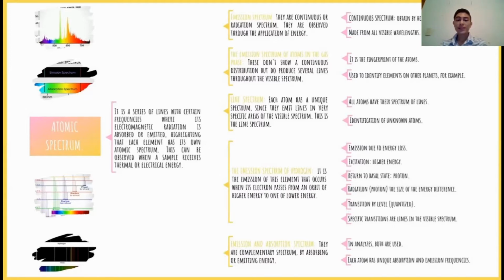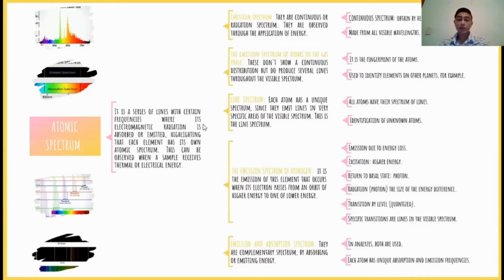However, one of the most recent was Bohr's atomic model, which organizes the electrons of the atoms around their nucleus, where the energy is quantized, that is, it's organized in levels. Therefore, after the development of this model, a large number of phenomena began to be studied, where the atomic spectrum stands out. The atomic spectrum is a series of lines with certain frequencies where electromagnetic radiation is absorbed or emitted, highlighting that each element has its own atomic spectrum. This can be observed when a sample receives thermal or electrical energy.